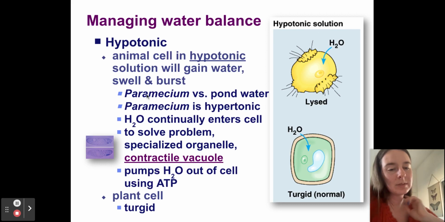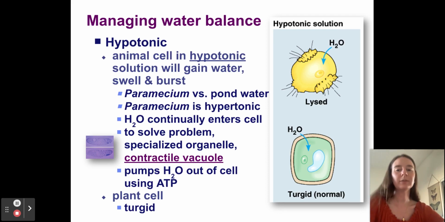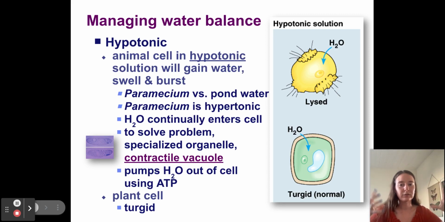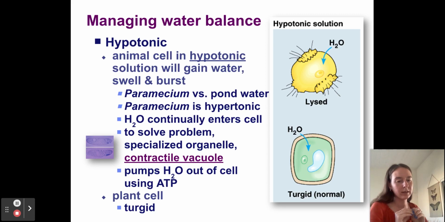Now, let's say some cells, for example a paramecium, which is a single-celled organism, are put in pond water. Then the paramecium is hypertonic, so there's a lot more solute inside the paramecium compared to the water outside. Because of that, water will go into the paramecium. Remember, water goes to the place where there's less water, which is inside the paramecium, which has a higher concentration of solute.